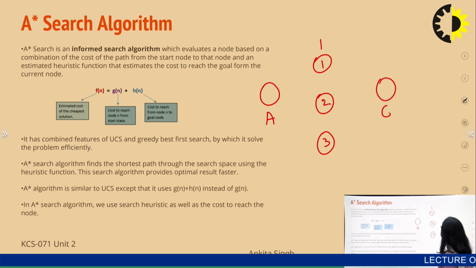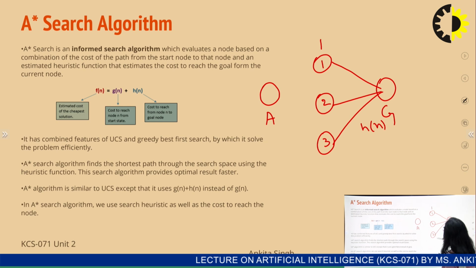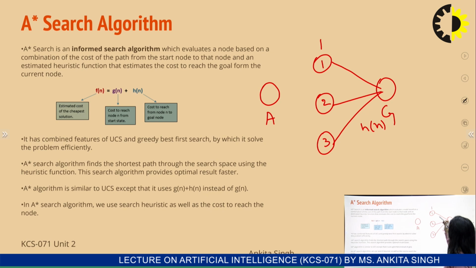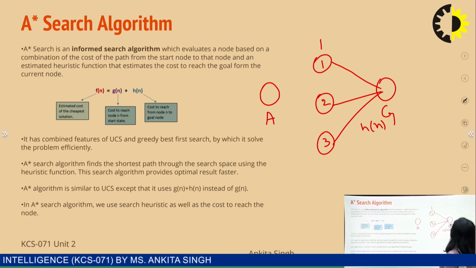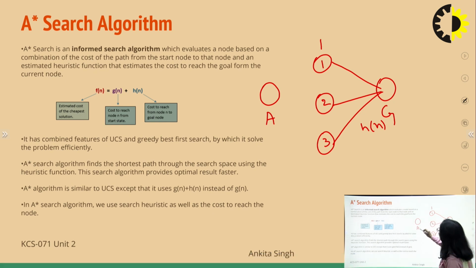Now, in your best first search algorithm, we were only considering these values, the cost h of n. We were only considering that whatever node we are going to next, that node is suggesting how much cost it will take for it to reach the goal node. But in your A star algorithm, it is also considering how much cost I will take to reach node 1 from the starting node A. So, this is your g of n. Each one of them will have its g of n.